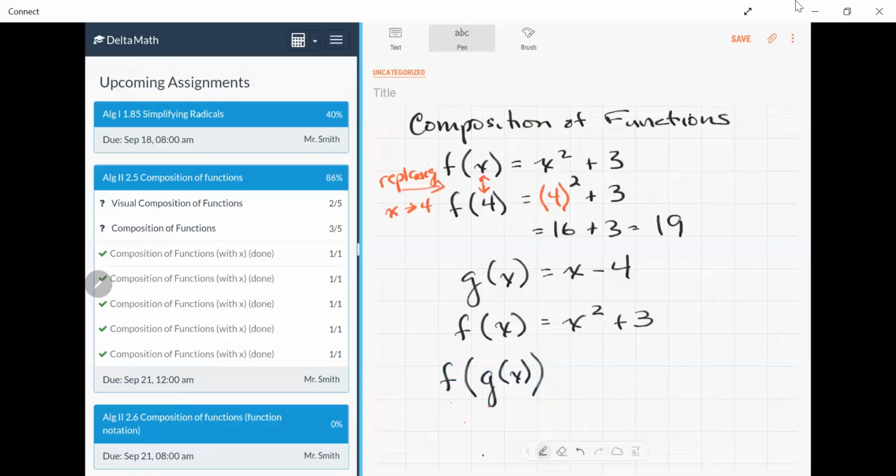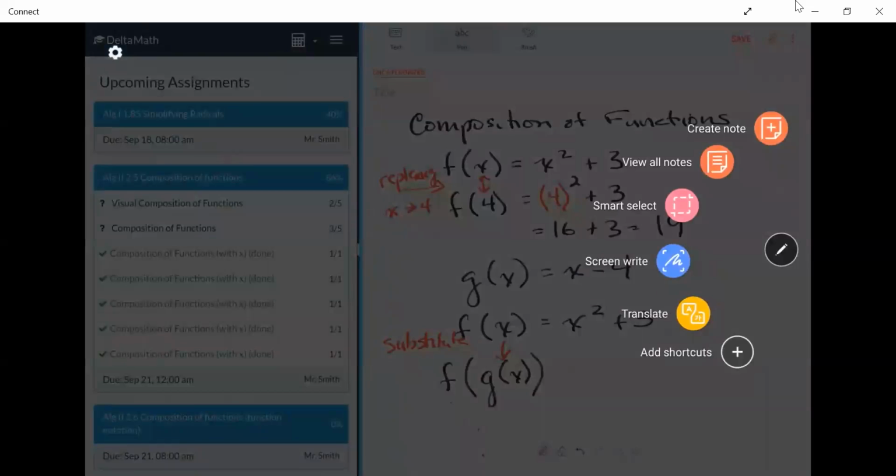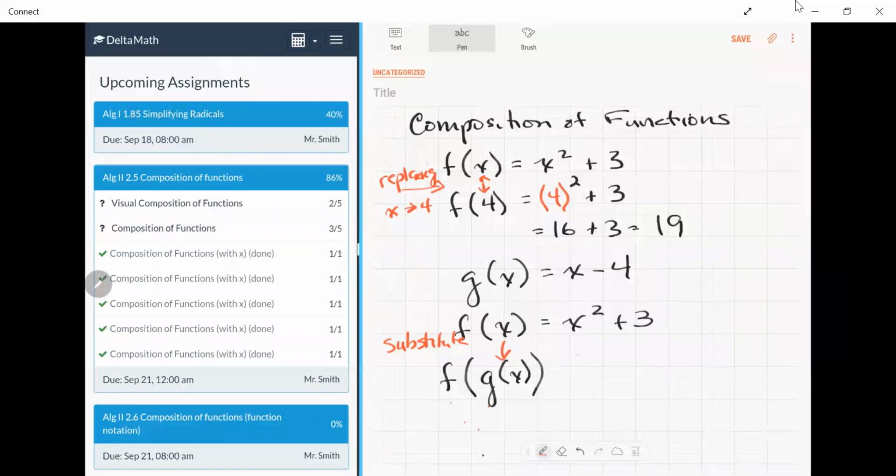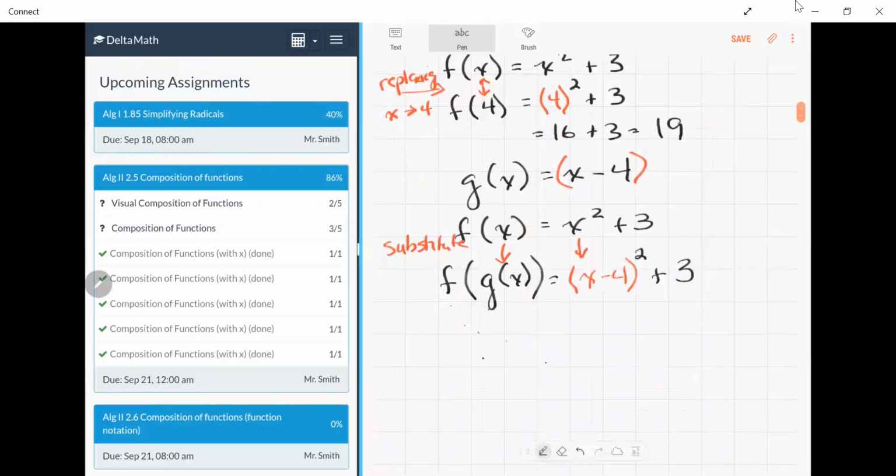Same thing. Now this says wherever there is an x, substitute, which is a better math word than replace. There's an x right there, and here's what g of x is equal to. So I'm going to put g of x in there, just like I put the number there. But instead of a number, I'm going to put that in there. And then I have to do this.